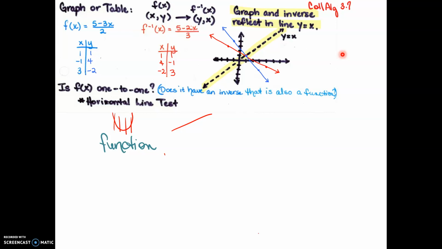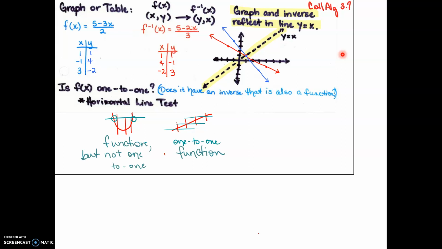Okay, so if we look at this first parabola, if we do the vertical line test, it passes the vertical line test, so we know it's a function. Does it also pass the horizontal line test? No. So that means it is not one-to-one. So it is a function, it's just not a one-to-one function. All right, look at the next one. So for this line, does it pass the vertical line test? Well, yes, it passes the vertical line test. So what does that mean? It means it's a function. Does it also pass the horizontal line test? Yes. So if it also passes the horizontal line test, then it means it is a one-to-one function. Okay?